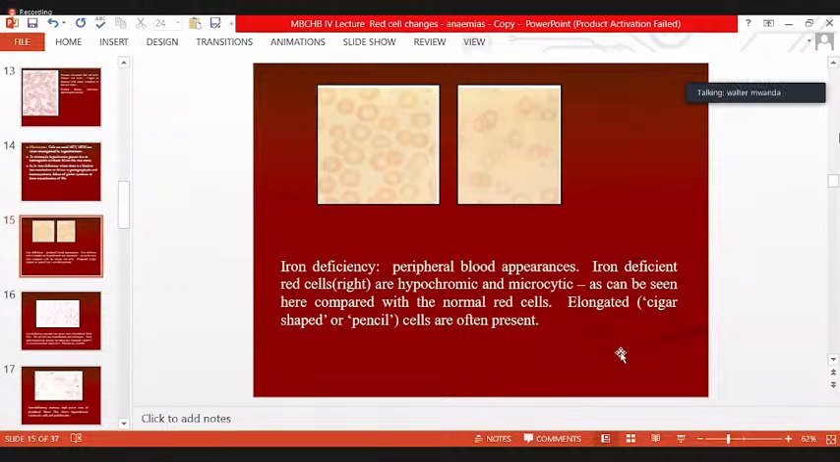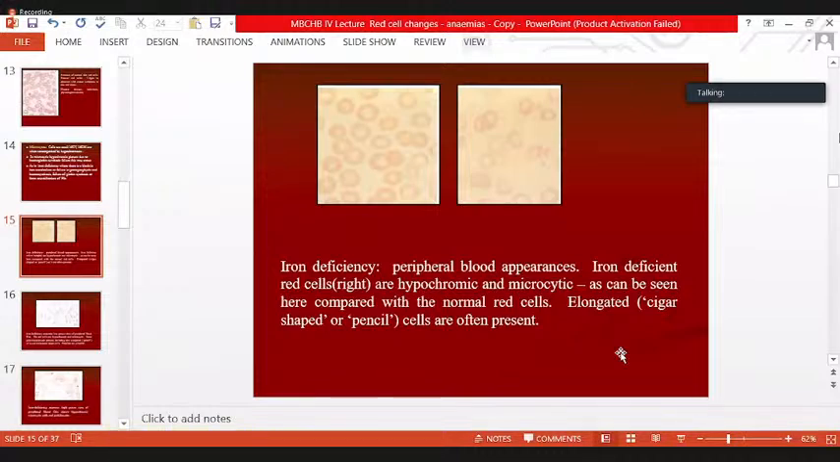This is a microcytosis due to iron deficiency. Please note, I say iron deficiency, not iron deficiency anemia. Iron deficiency anemia is a complication or a consequence of iron deficiency. In iron deficiency, the peripheral blood appearances are those of microcytes with a large pale center.